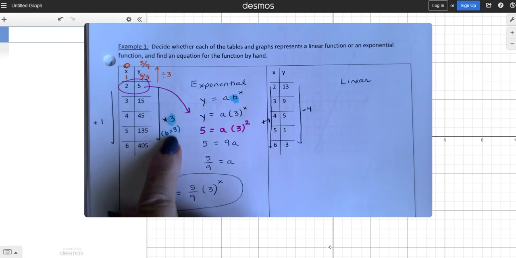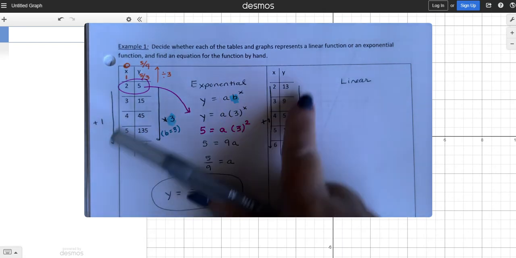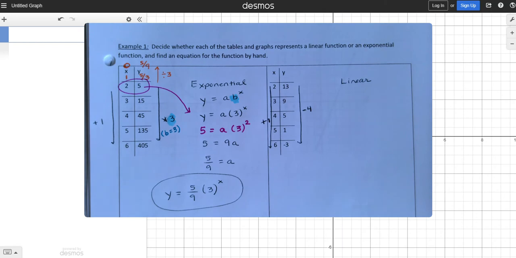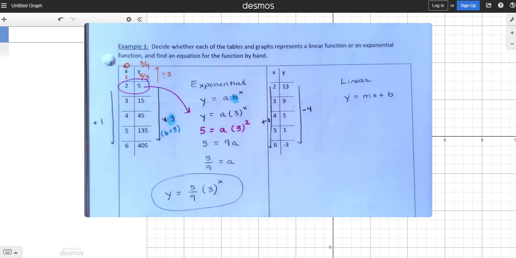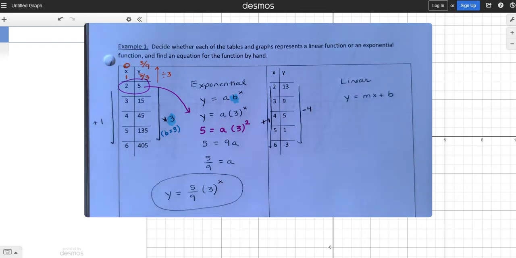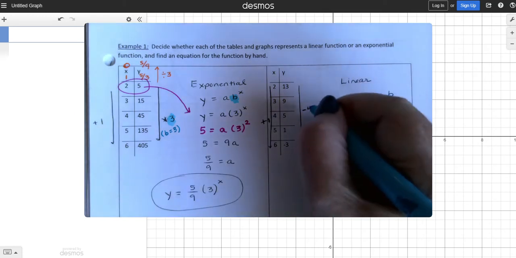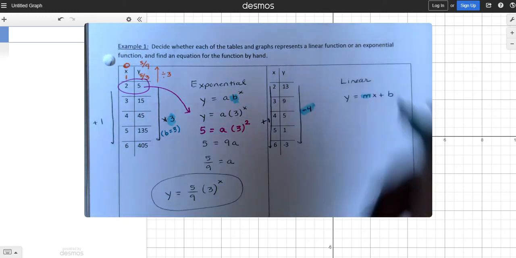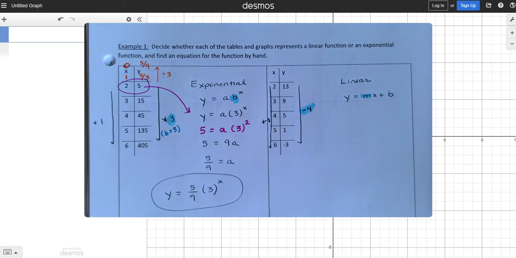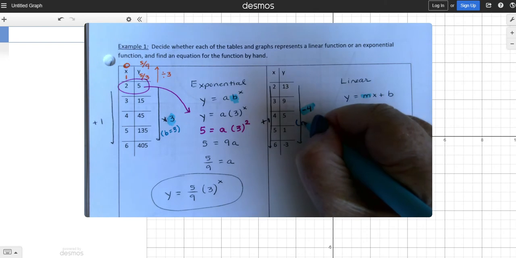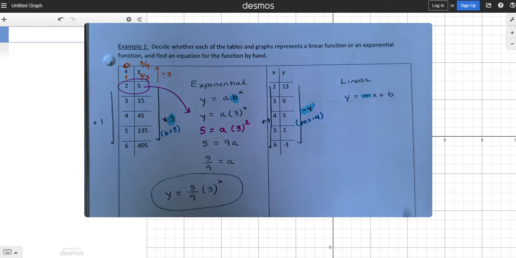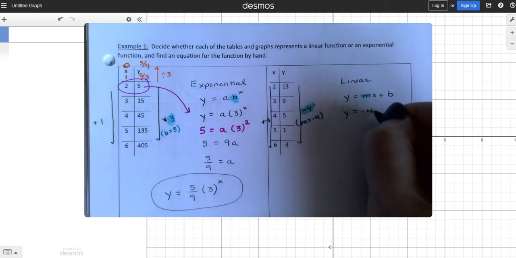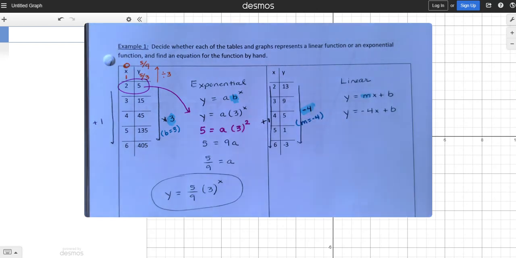Great. If we have a constant multiplier, it's exponential. If we're adding or subtracting the same thing, it's linear. So y equals mx plus b. This rate of change right here is my slope. So m is -4 here. And so I already know y would be -4x plus b.